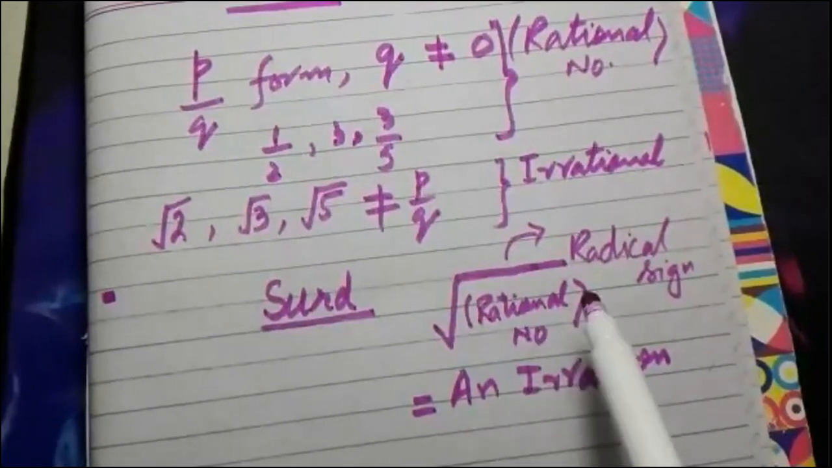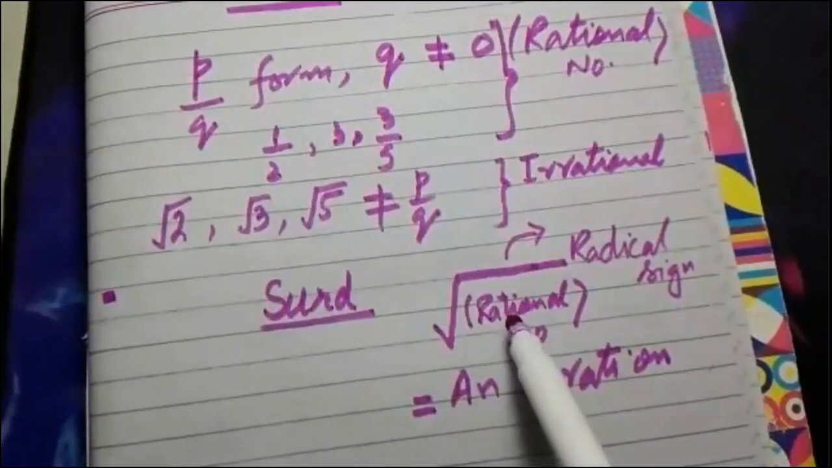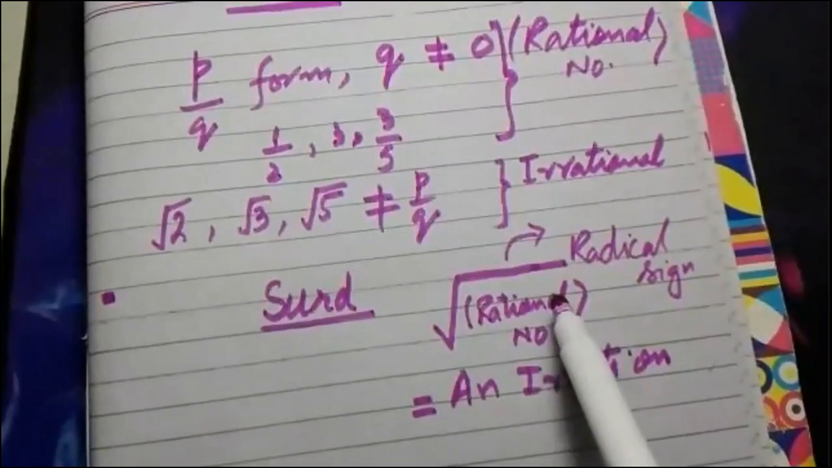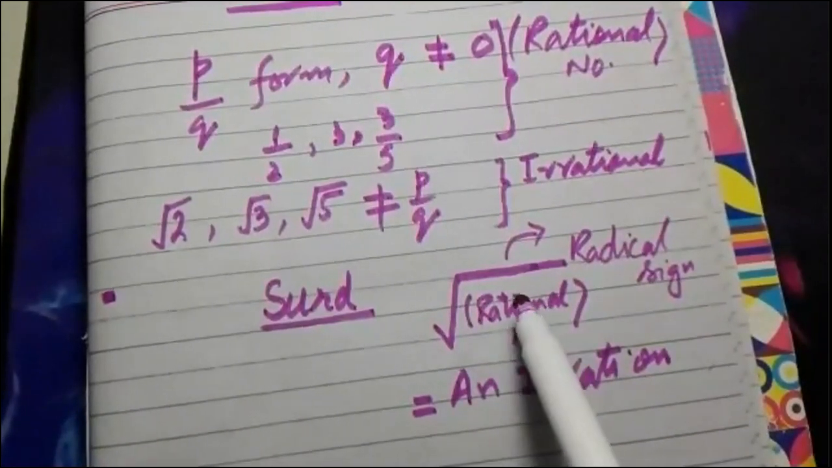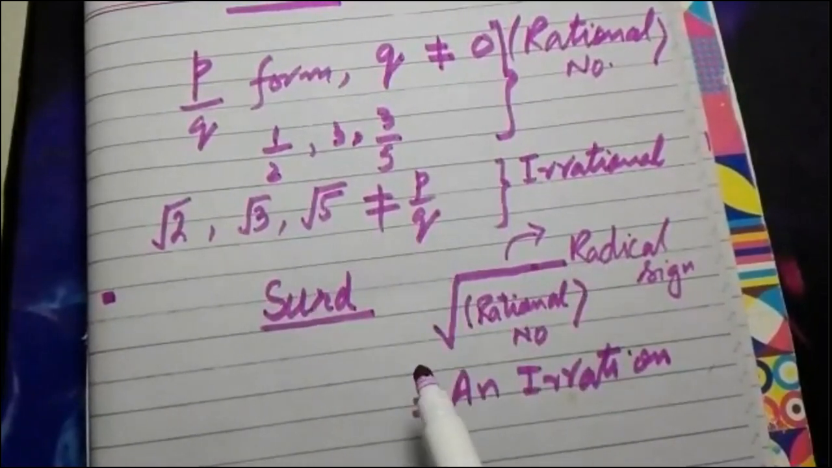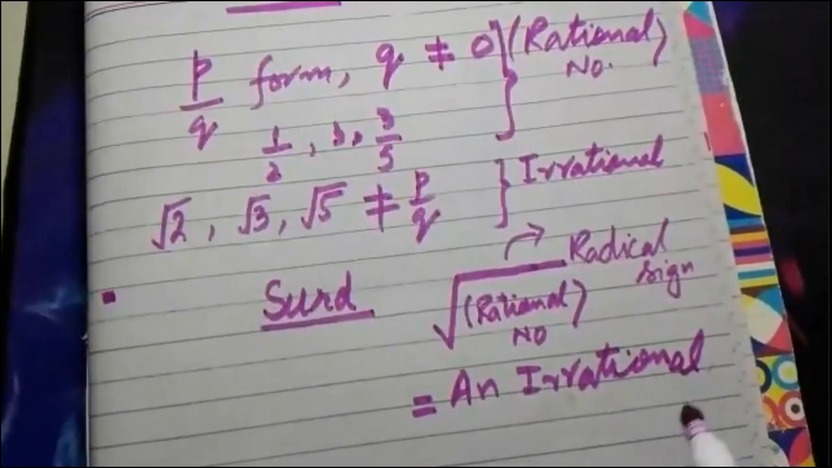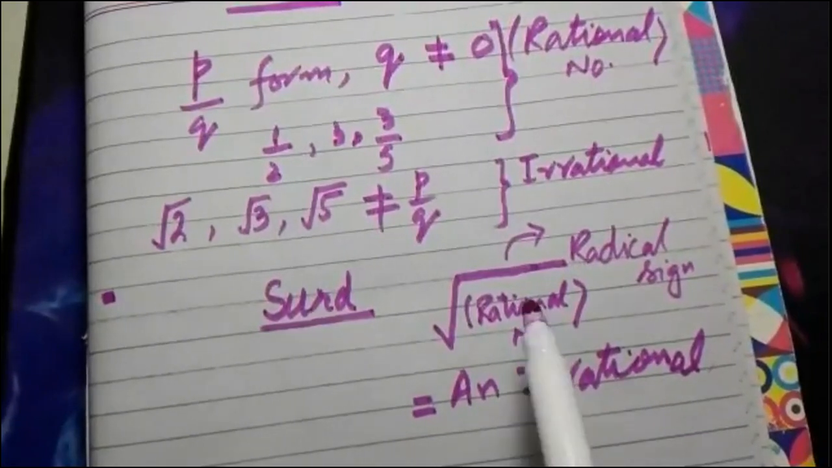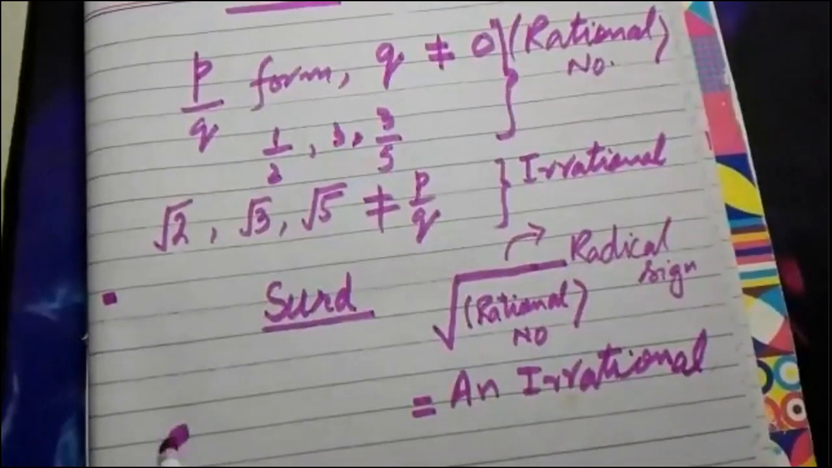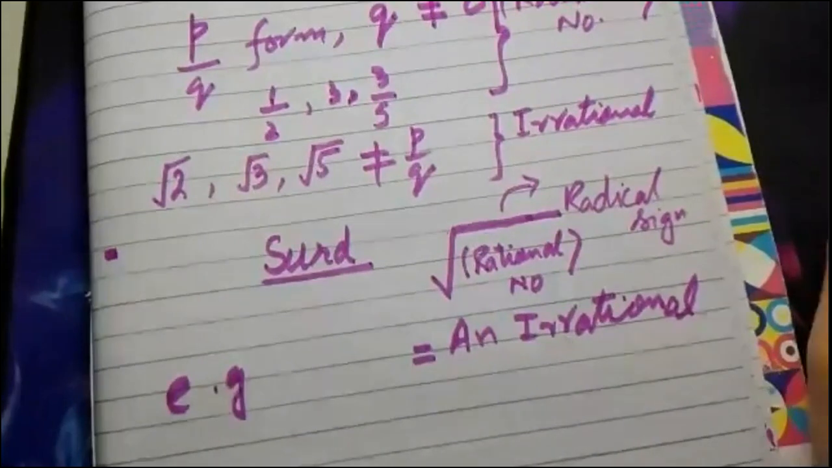So I'm telling you that the numbers which are in the form of a radical, and this radical contains a rational number inside it, the number must be rational inside it. This is the first part of the definition. And then when you evaluate the overall radical sign with this rational number, it must become an irrational number. This is the requirement. Then you will say that it is a surd. Fine. So for example, if I quote a very simple example.